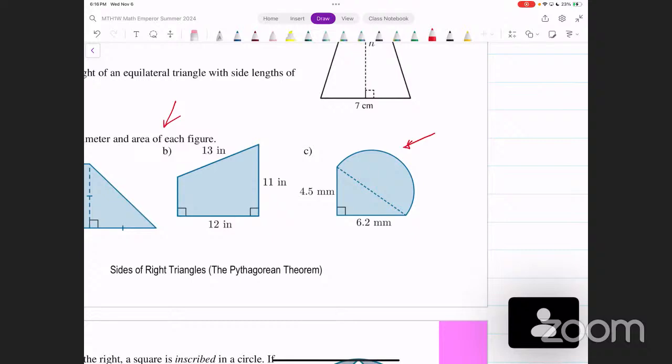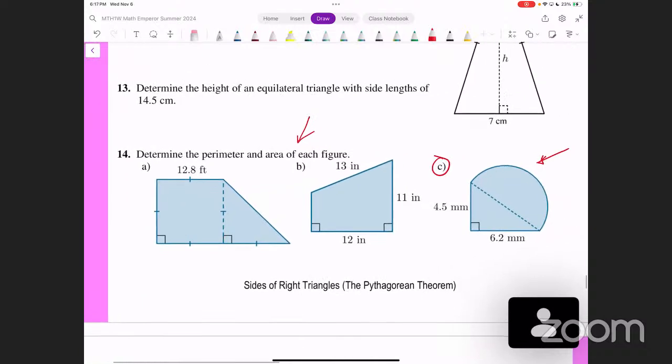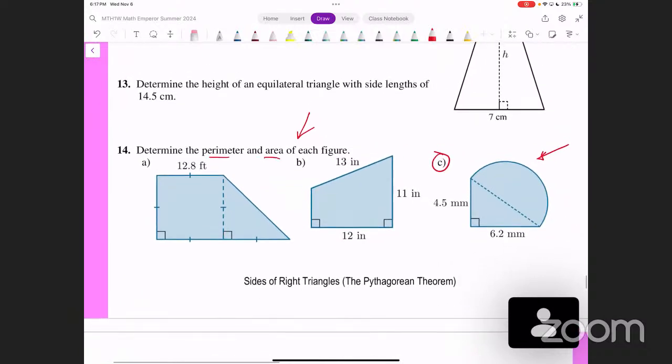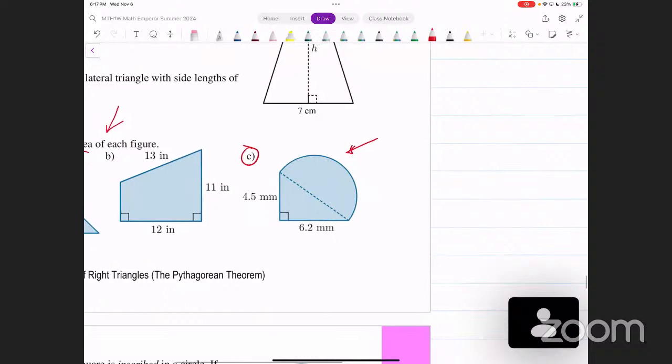For B or C? I'm talking about C. Would you get the area of the triangle? I'm talking about the perimeter, not the area. Determine the perimeter first, area later. How would I find the perimeter of the shape? You would add up the sides.